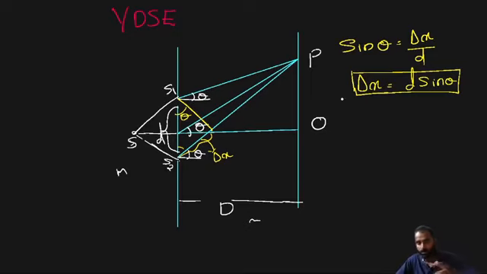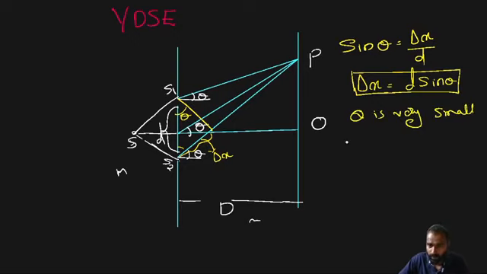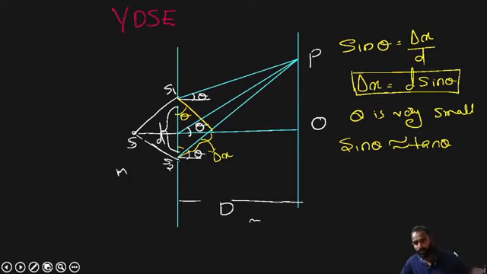We have to reduce somewhat the form here. Here, theta is very small. That is, theta is very small. So I can write sin theta approximately equal to tan theta.